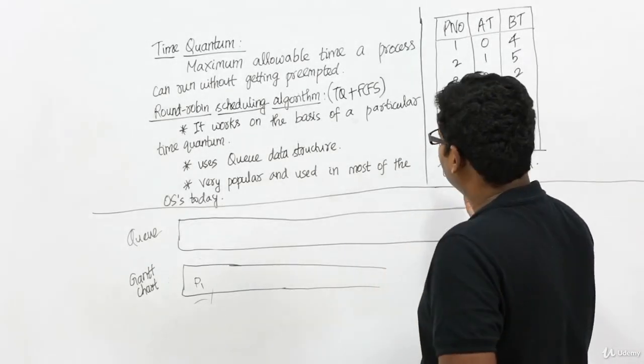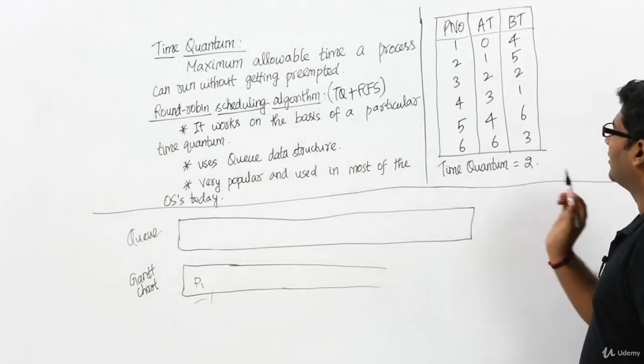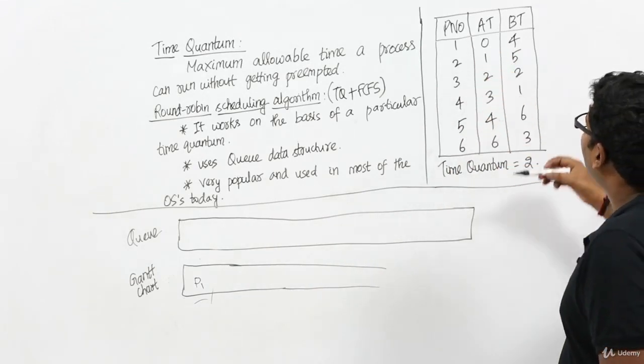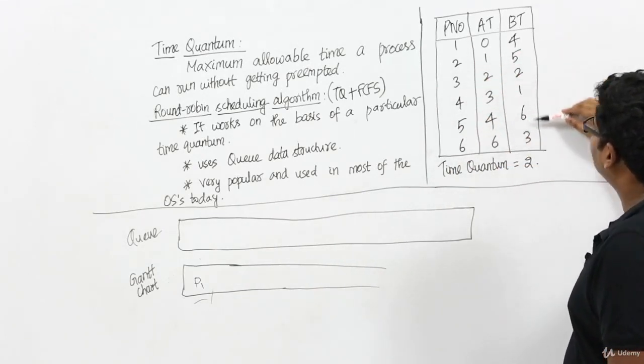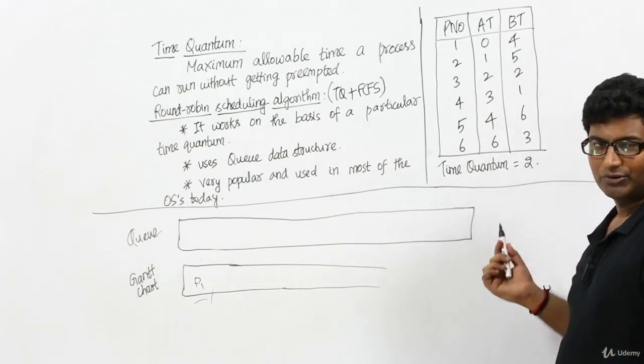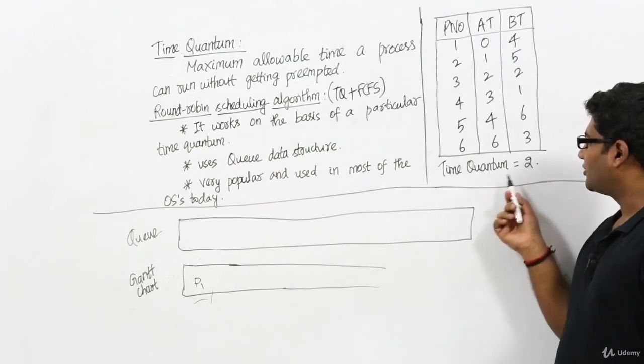Let's take this problem so that you will be able to understand the concept very clearly. They have given the process IDs or process numbers, then they have given the arrival time and burst time. They have also given something called time quantum equal to 2 time units, which we don't see in other scheduling algorithms, right?